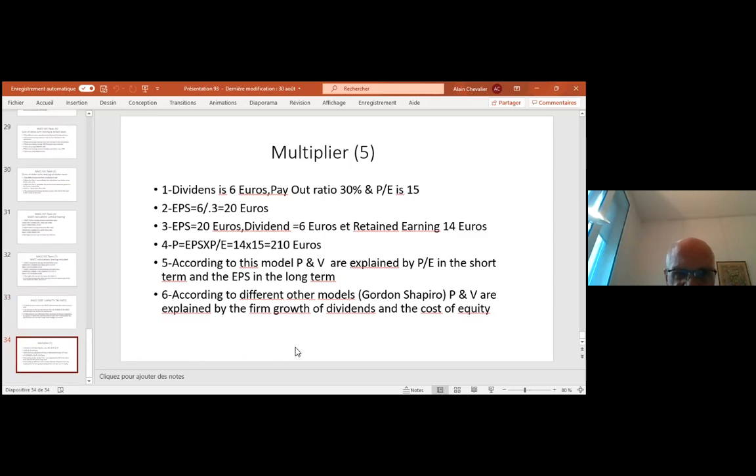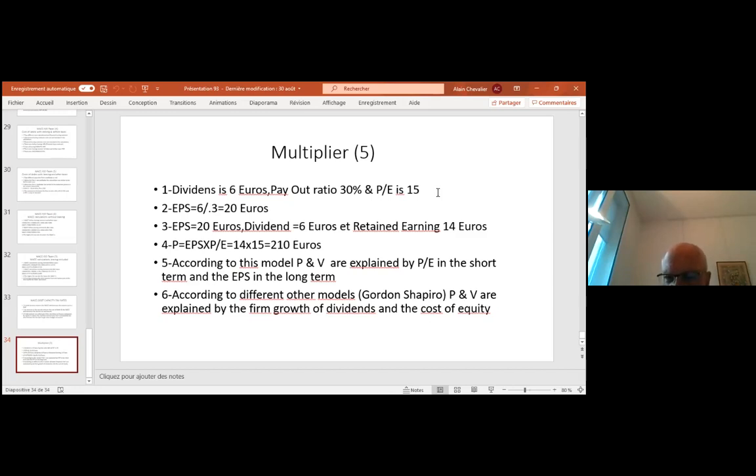And this is the last one. I just want to come back to something different. If you go back, you find this is question 4, part 6 of the June 2019 exam. This is another example of multiplier and discussion on models. So the example here is exactly what you find: question 4, part 6, June 2019. Dividends are €6, payout ratio is 30%, and PE is 15.